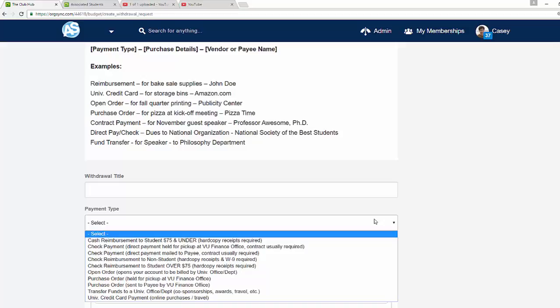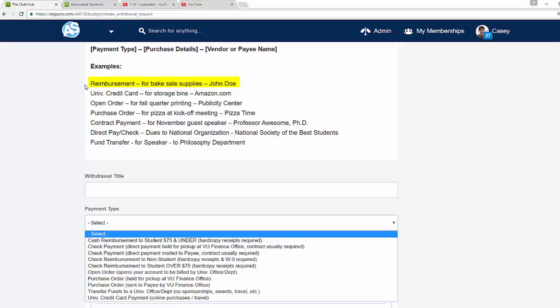Here we are at the top of the withdrawal request form, looking at the naming convention instructions and trying to figure out what type of payment to select. I'll use the examples shown and the drop-down box of payment types to explain each in detail. Let's get started. Starting with reimbursements.